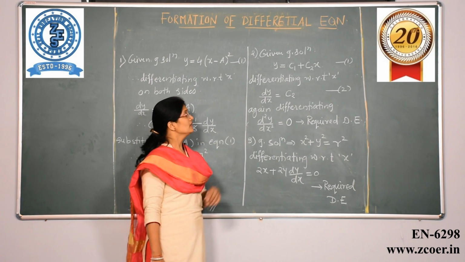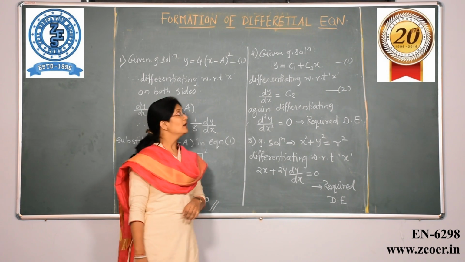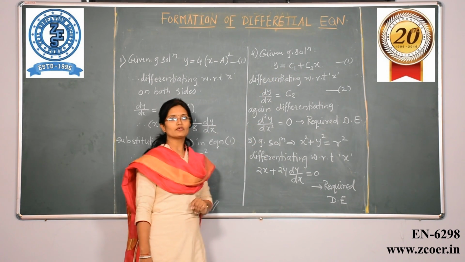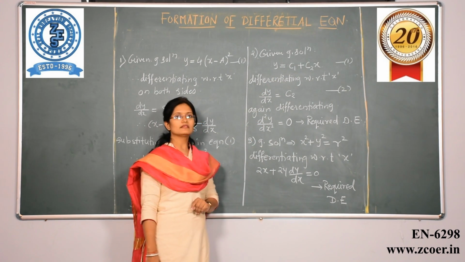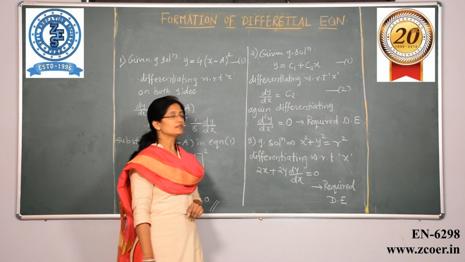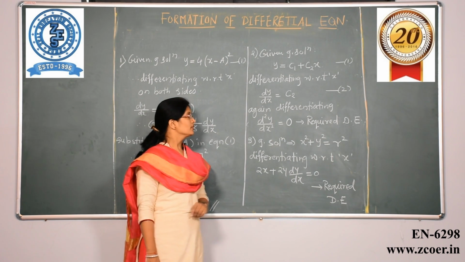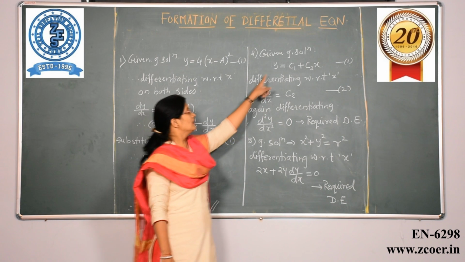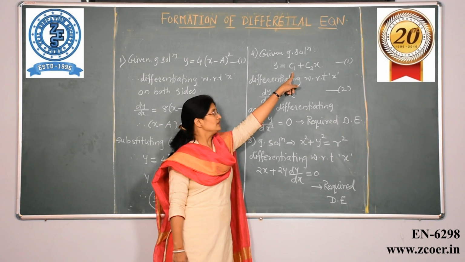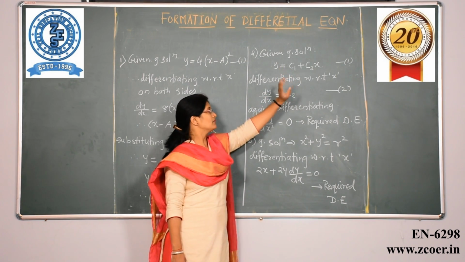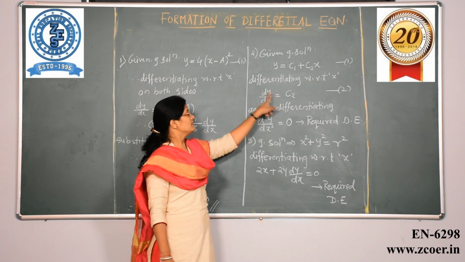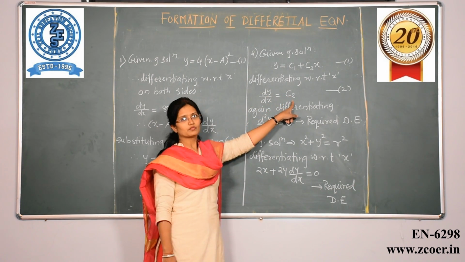Now we go for the next example, where the general solution is y equals C1 plus C2x. Here C1 and C2 are the two arbitrary constants present in the solution. Since there are two arbitrary constants, we have to differentiate this general solution twice with respect to the independent variable x. So the first derivative with respect to x is dy by dx. Since C1 is a constant, its derivative is 0, and the derivative of x with respect to x is 1, so we get dy by dx equals C2.